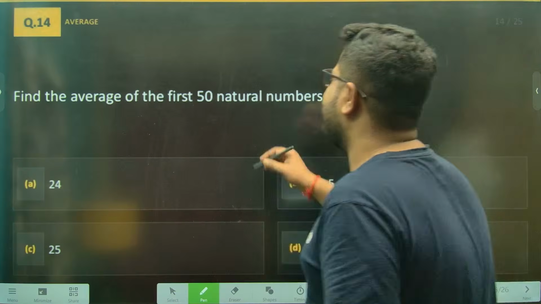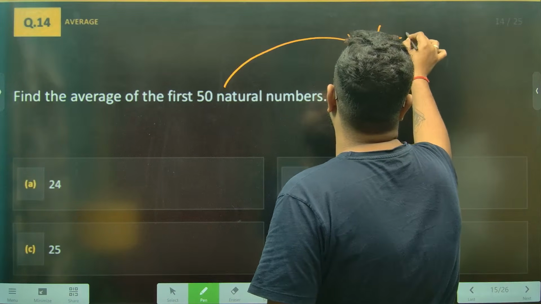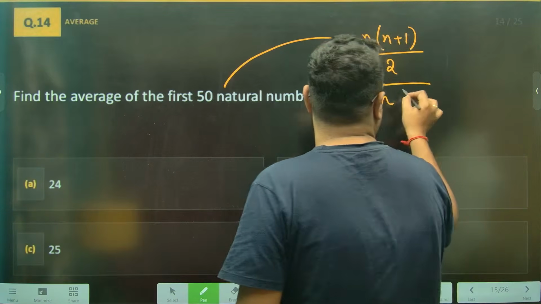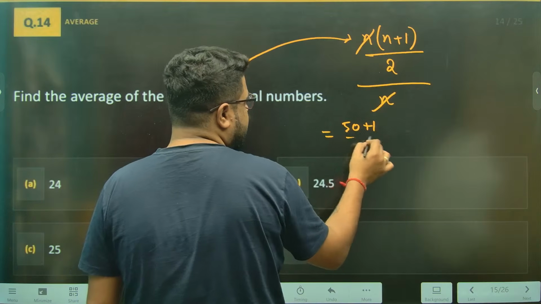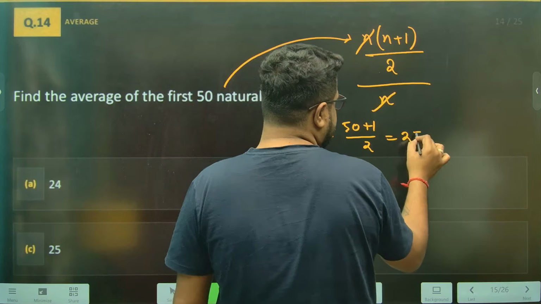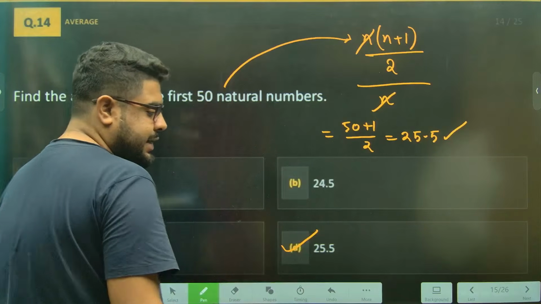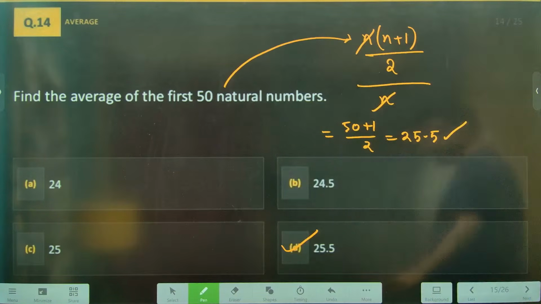Average of the first 50 natural numbers: the sum of the first n natural numbers is this, so the average will be that divided by n, so (n plus 1) by 2. So (50 plus 1) by 2, that is 25.5. Again, D is the answer. Clear, everyone? Simple question. Very simple question.